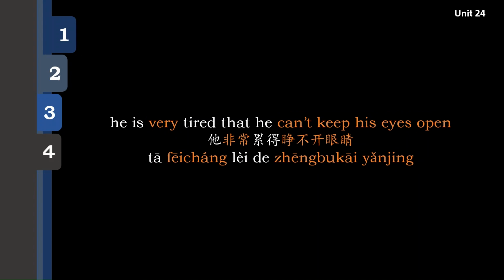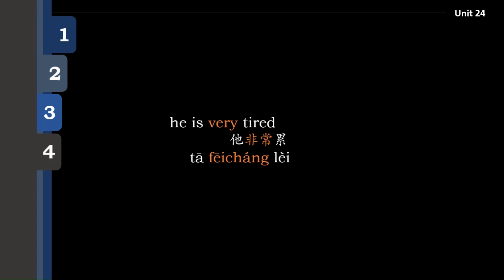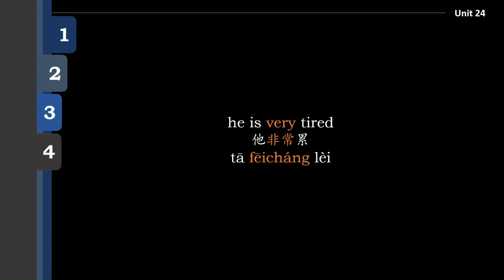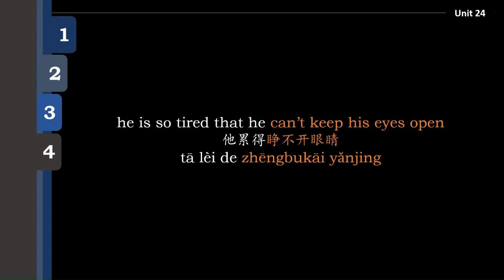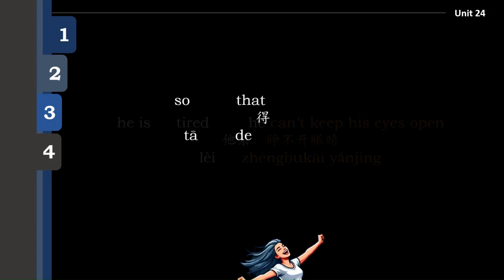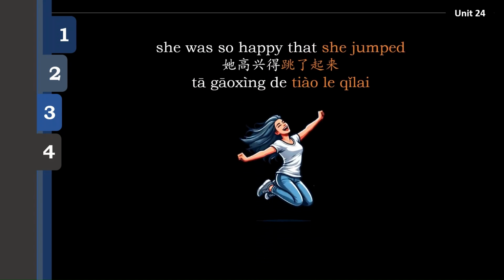So to fix this is quite simple. We either say 他非常累, he is very tired, or we say he is so tired that he can't keep his eyes open. 他累得睁不开眼睛. Here's another example. She was so happy that she jumped. 她高兴地跳了起来.